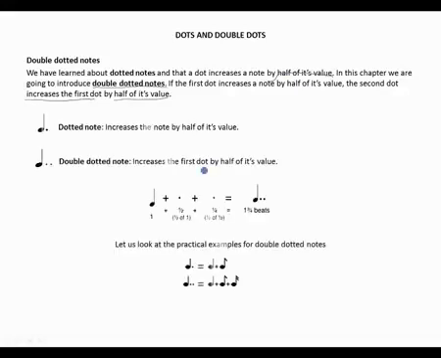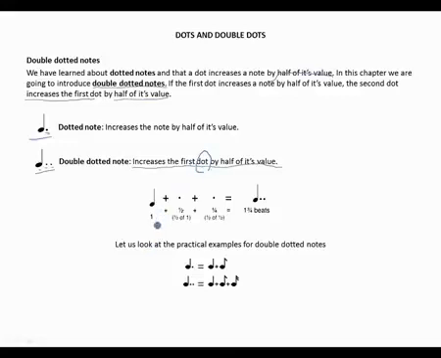Let's take a look. This is a dotted crotchet. The dot here increases the note by half of its value. This is a double dotted crotchet. Now we have 2 dots. The first dot increases the note. The second dot increases the first dot. So a double dotted note means the second dot increases the first dot by half of its value.